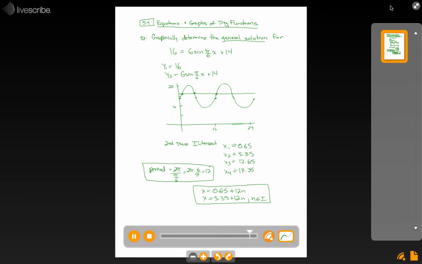So there's a general solution determined graphically in this case, and again notice that we use radians unless we're told otherwise, and so these answers are in radians.